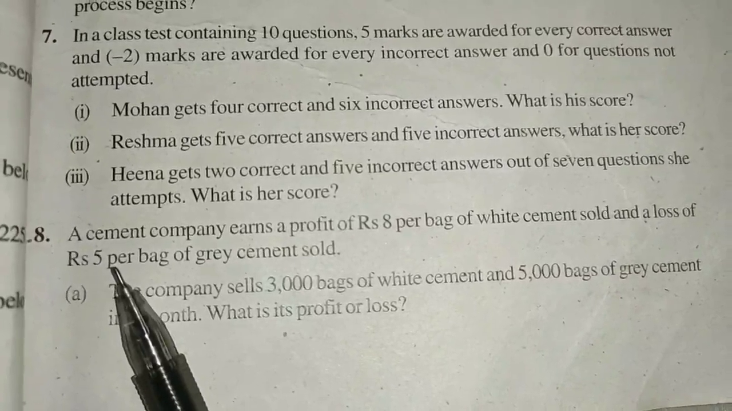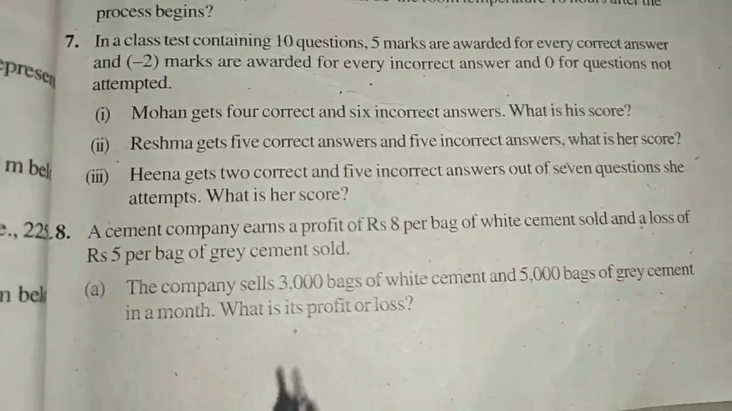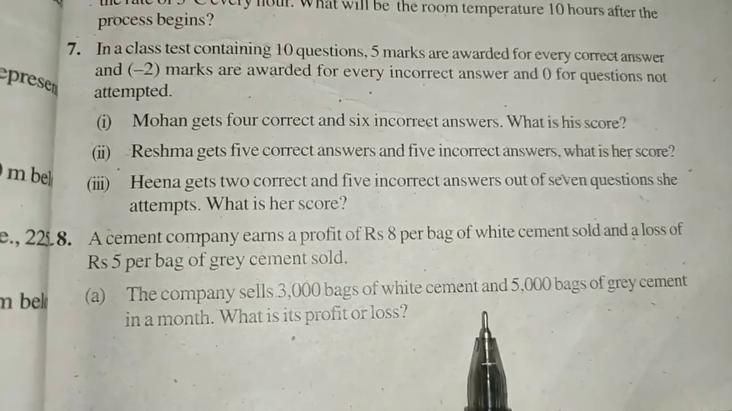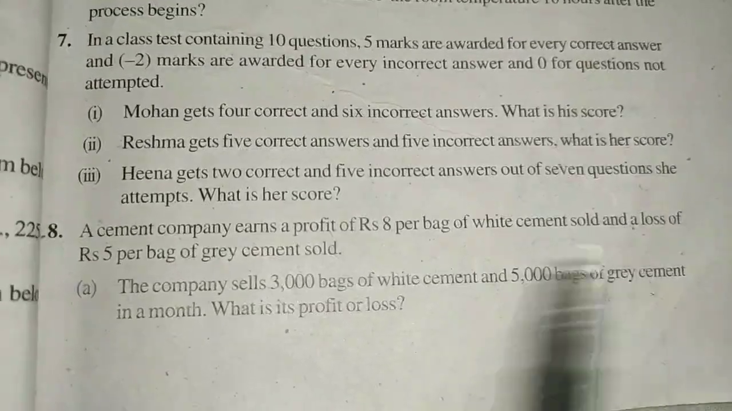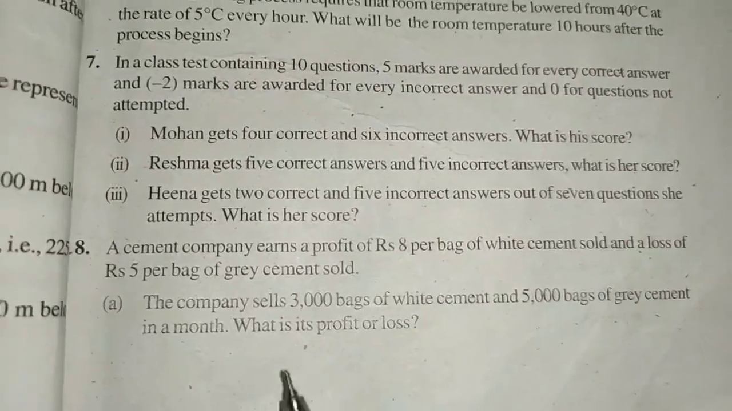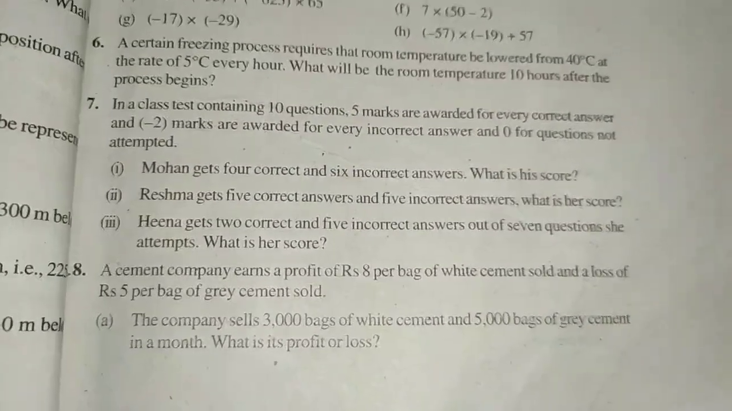Means the company is suffering a loss of rupees 5. So the first question is: if a company sells 3000 bags of white cement and 5000 bags of grey cement, what is the profit or loss? We have to check whether it is a profit or loss. So how will we see? First of all, write down the common information.